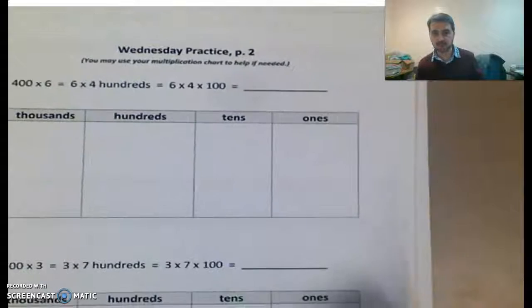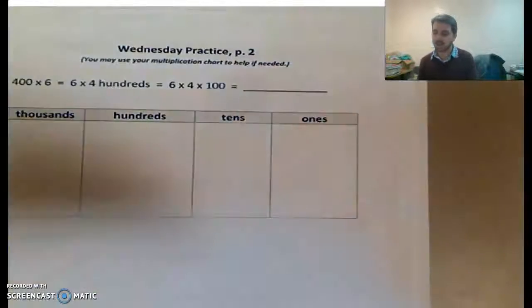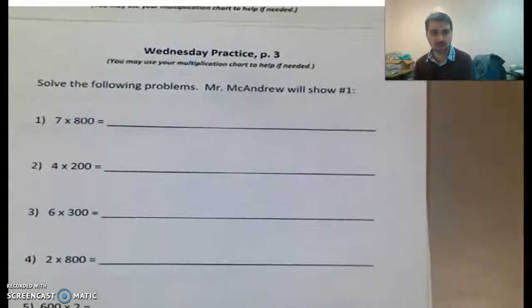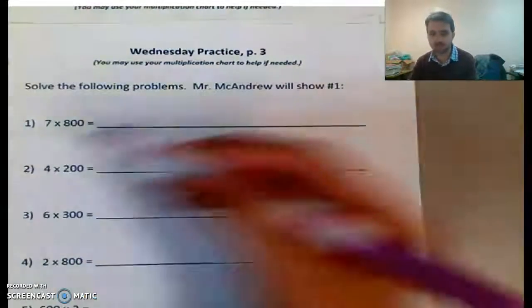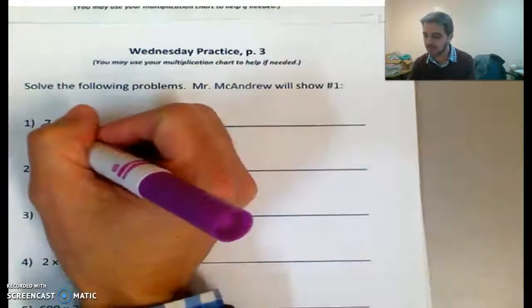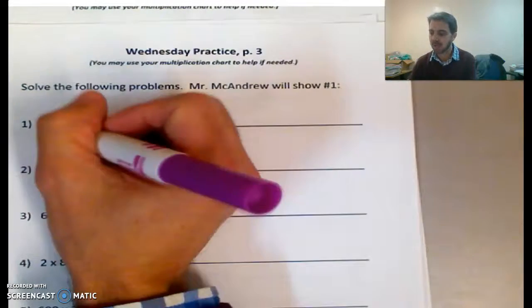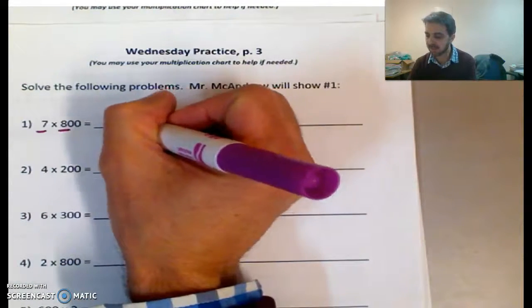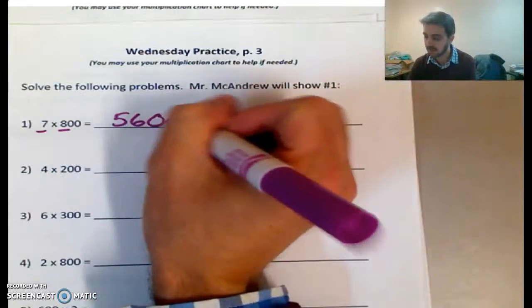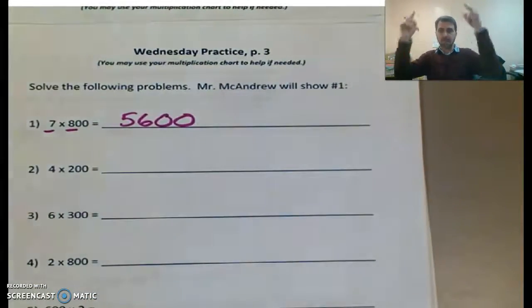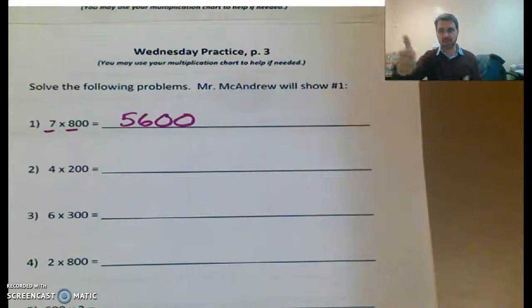Okay, so you have 1 page, 2 pages, because it says page 2, and then the last page is just like before. You don't have to do all the drawing. You just say, okay, 7 times 800. 7 times 8 is 56, but that's 56 hundreds, so 5600. Bam, done.